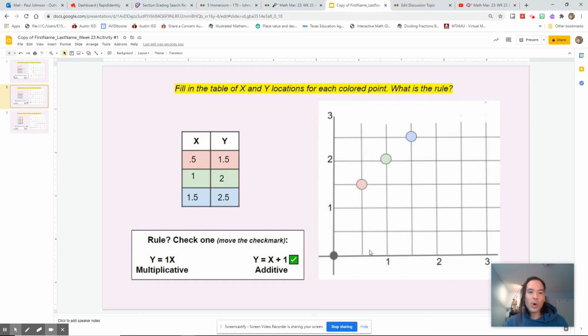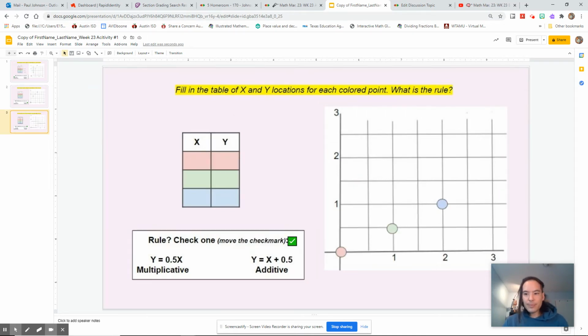So we would have run 1, jumped 1, run 2, jump 2, but that is not what happened on this table. So we have one more to look at. Okay, so we're going to put these on the graph. Same scale, we're moving by halves. This one starts on that very special place on the graph.